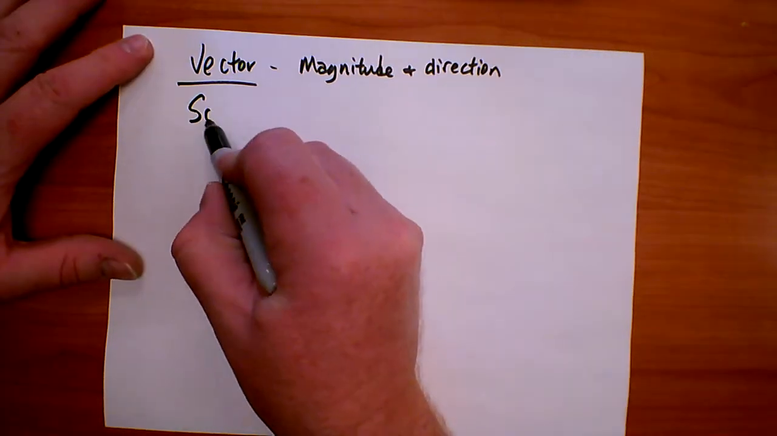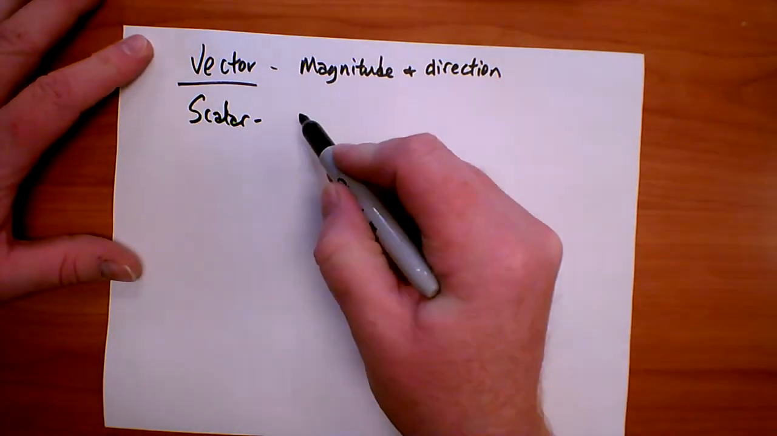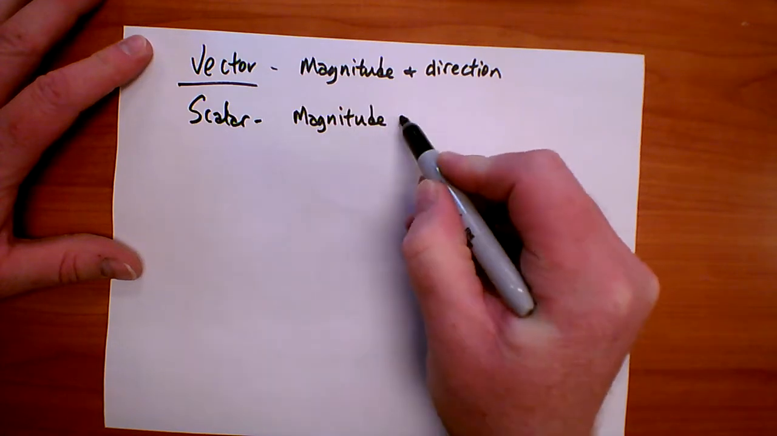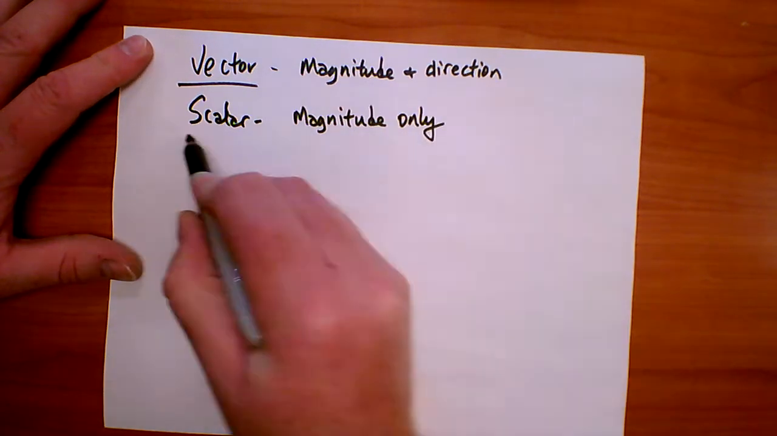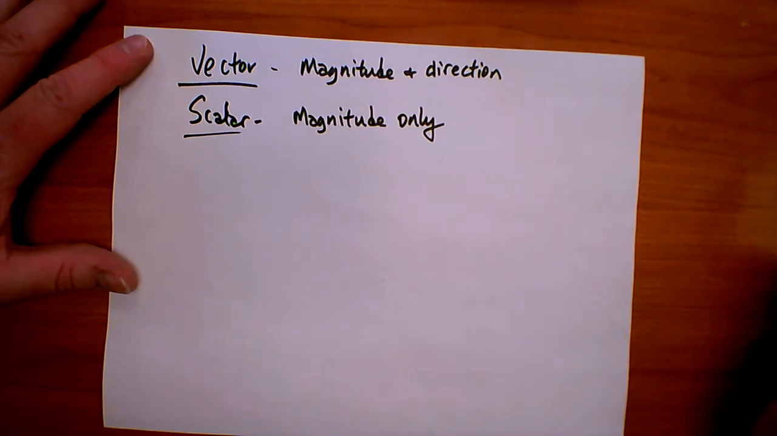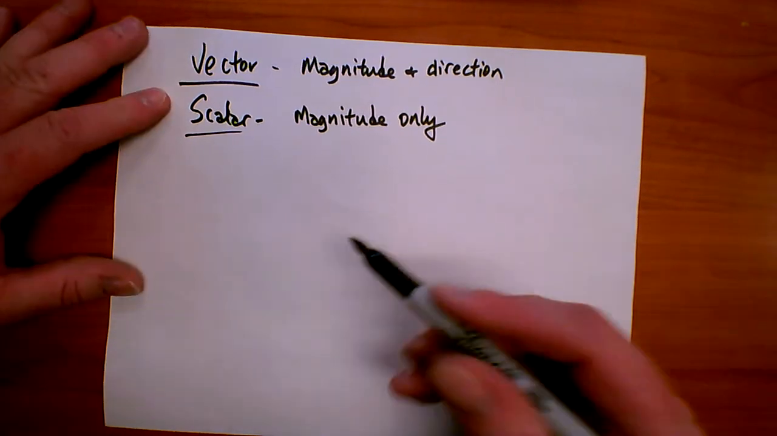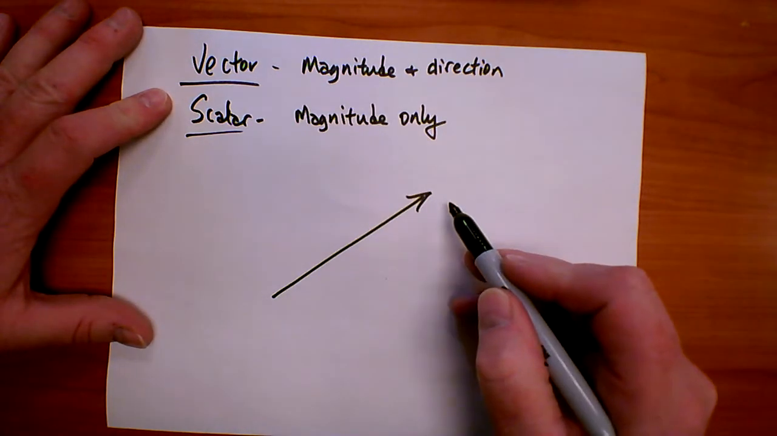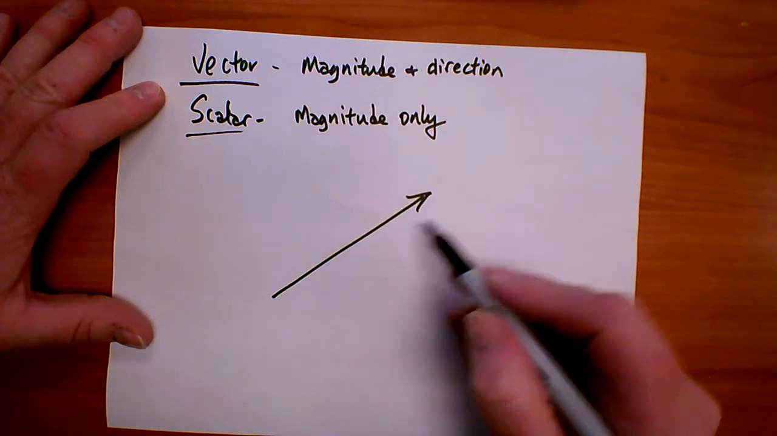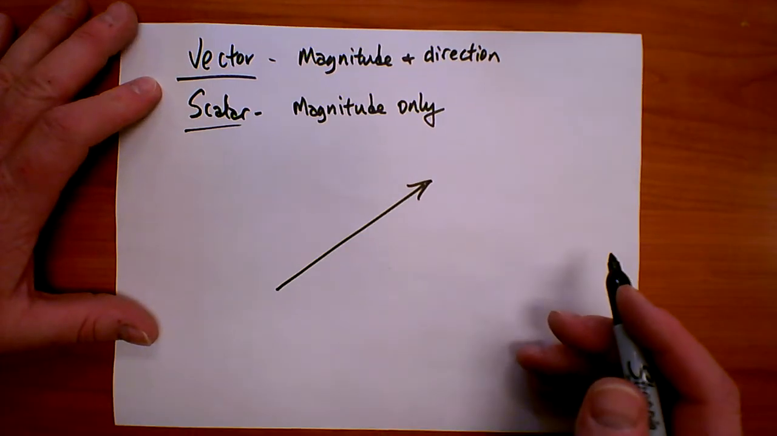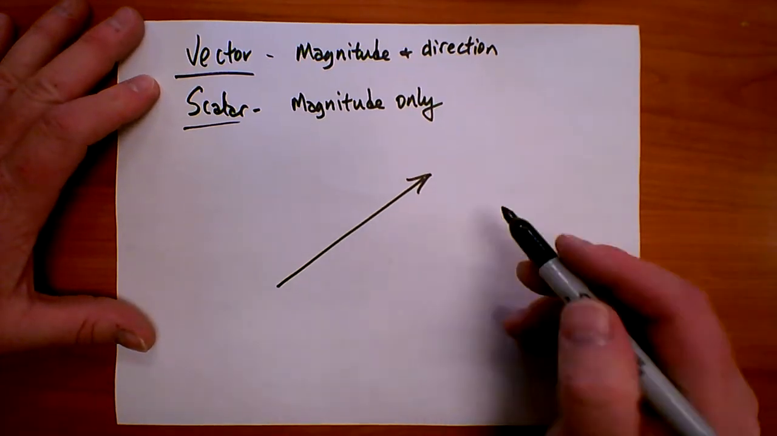A scalar, on the other hand, is a quantity that has magnitude only. There is no direction associated with it. Examples of scalars are things like speed, distance, mass. They don't have a direction. A vector can be represented as an arrow where the length of the arrow represents the magnitude and the arrow points in a particular direction, which brings us to a description of this vector.